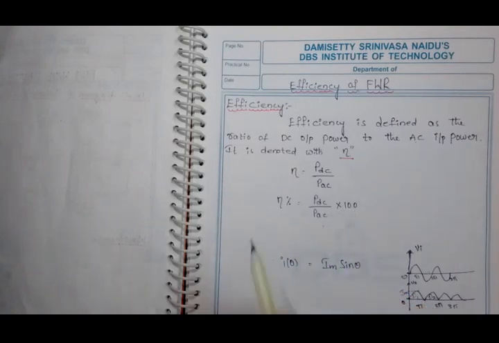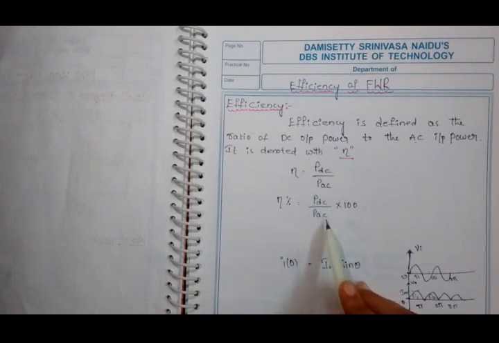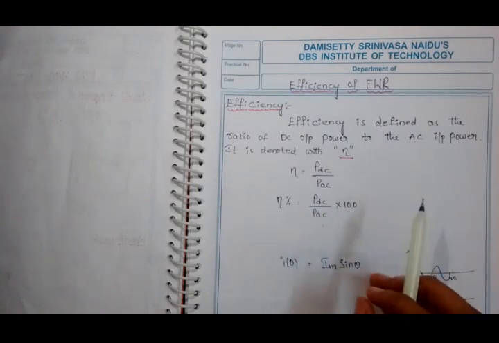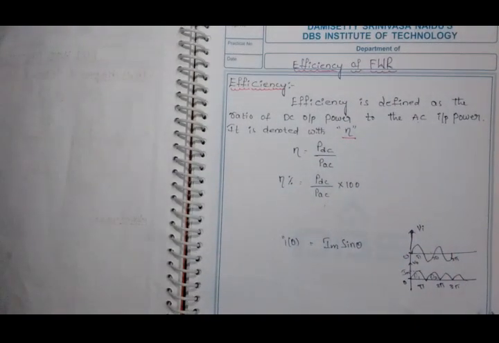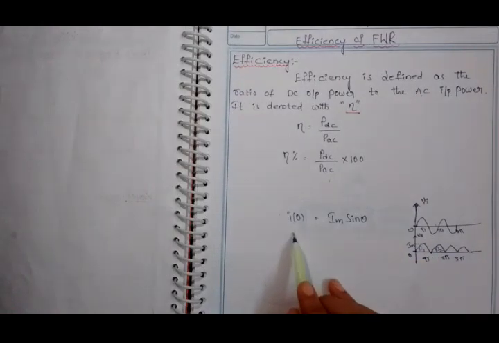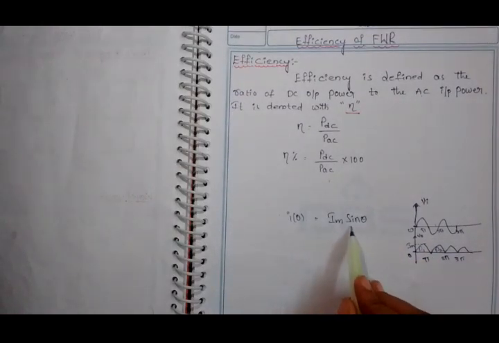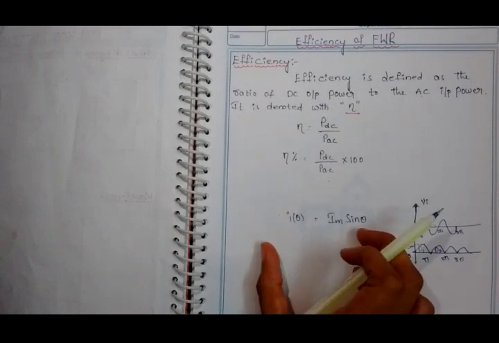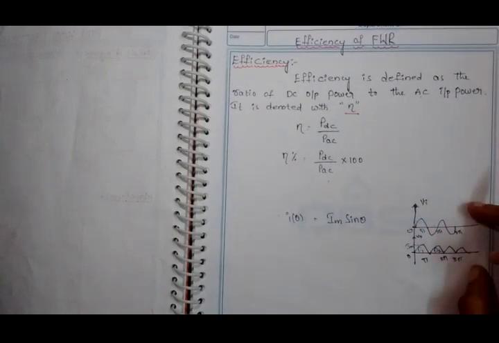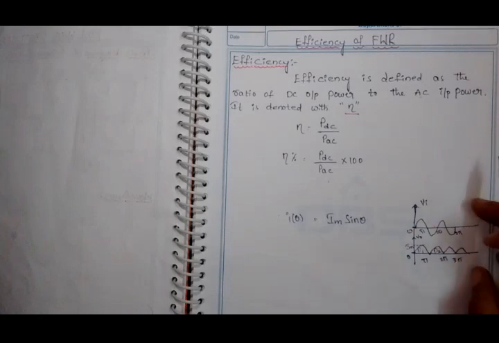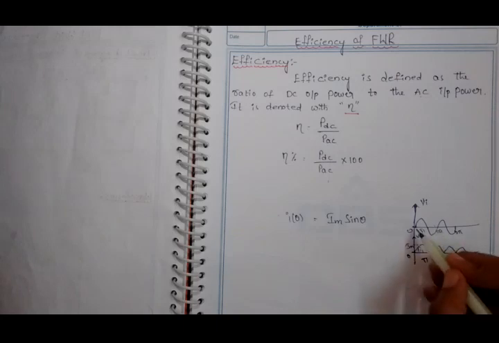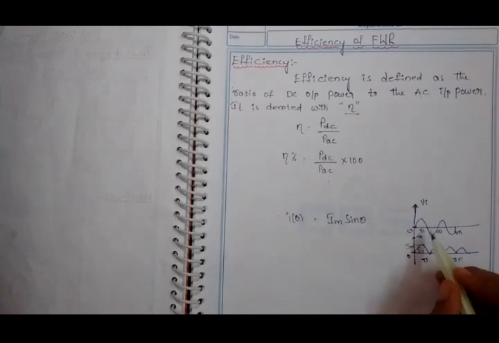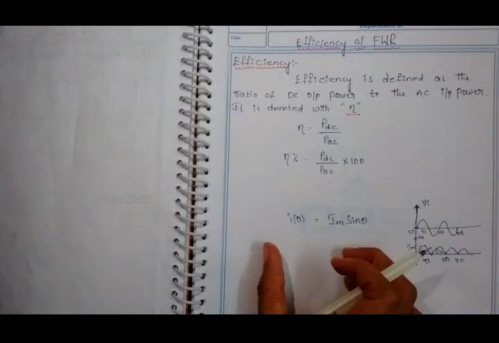So to calculate the efficiency, first we will calculate the PDC value and PAC value separately. Then we will substitute those two values in this formula. Before going to the derivation, just look at this small equation, that is I of theta is equal to Im sin theta. In order to understand this equation, just observe the waveform of a full wave rectifier. In a full wave rectifier, we will get the output for positive peak and negative peak also. For positive peak, diode D1 is on. For negative peak, diode D2 is on. So we can write the current equation like this.